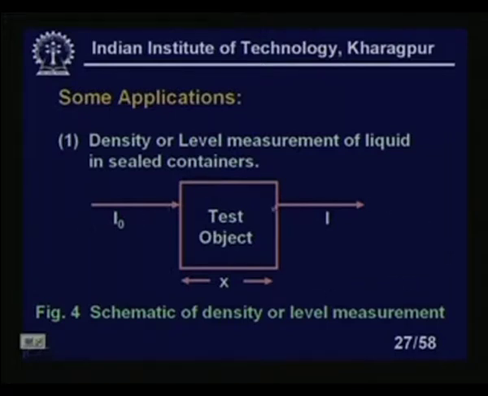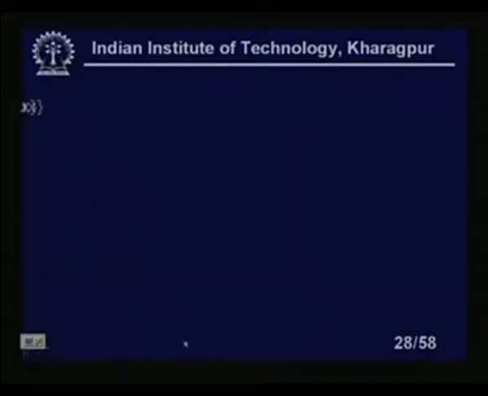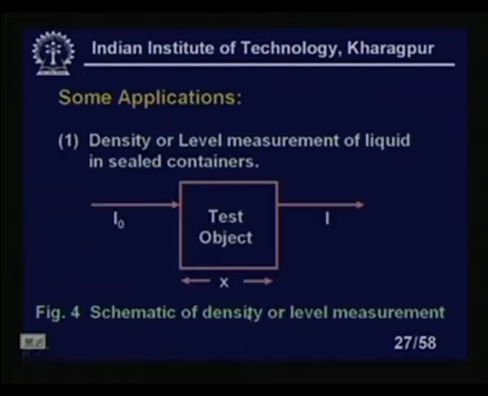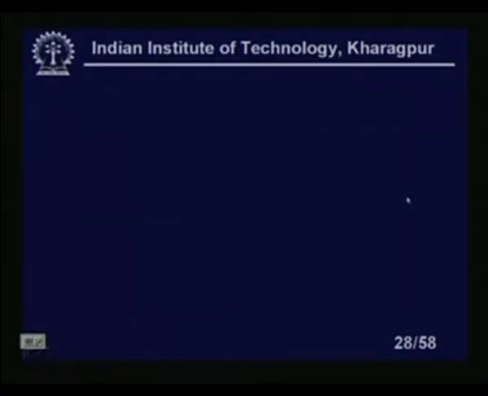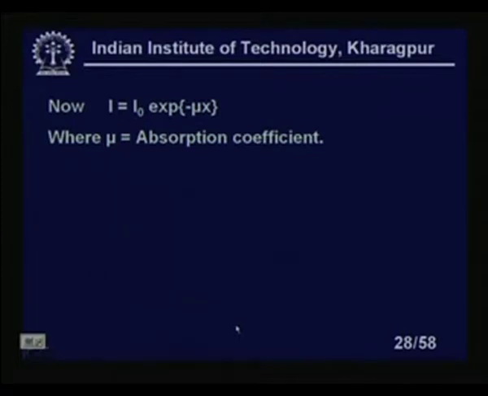We are getting outputs, and this output is what we are measuring. How? Let us look at I equal to I naught exponential of minus mu x. This is the basic expression. I naught will always be higher than I, where mu is the absorption coefficient.